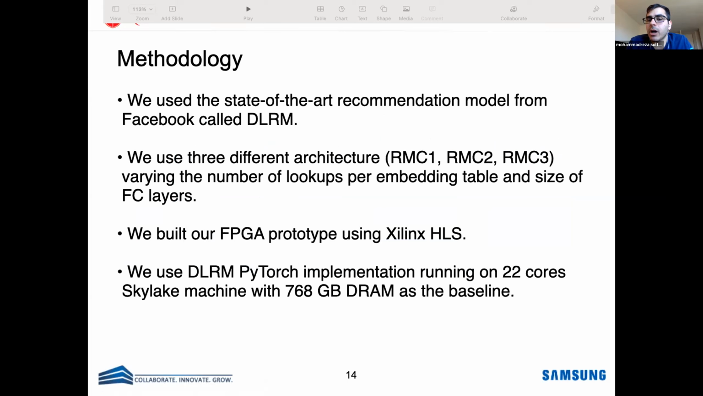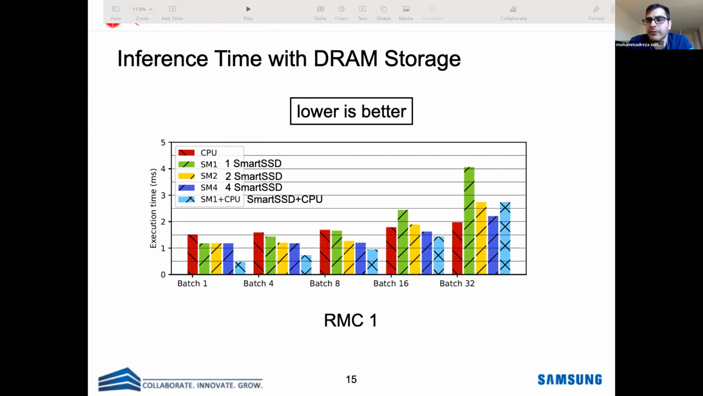So we use a state-of-the-art recommendation model from Facebook called DLRM. We use 3 different architectures which have different features, such as different embedding table sizes and different fully connected layers. We build our FPGA prototype using the Xilinx HLS tool. And for the baseline, we use a DLRM PyTorch implementation running on a 22-core Skylake machine with more than 700 GB RAM. Here is a summary of some of the results; more results are available in the paper.